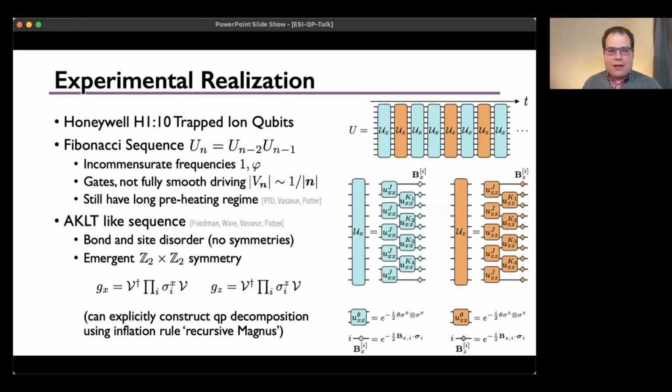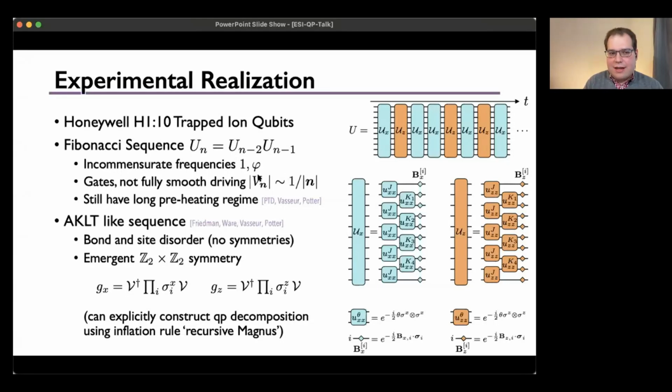This is something that we did together with the group at Honeywell, where we essentially realized a quasi-periodically driven system on their so-called H1 system, which is 10 trapped ion qubits. The sequence that we're going to use, because it's a discrete quantum computer, is going to be made of discrete pulses, and we're going to choose a Fibonacci sequence. Right, the Fibonacci sequence has a recursive pattern, and it's made up of two incommensurate frequencies, one in the golden ratio.